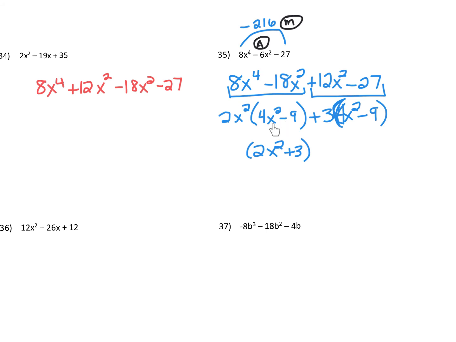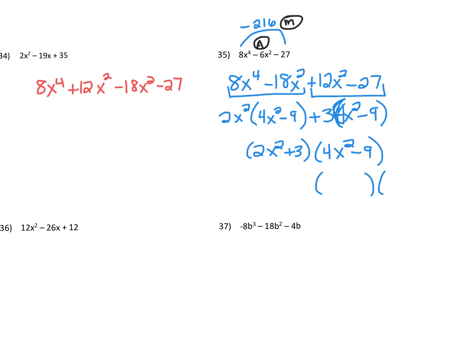And we are going to take our common binomial we see here, the common term in the parentheses, and rewrite that once and once only. Now, I don't know if you noticed, but in this case, look at this. We can factor further, and you always want to look for that. This is a difference of perfect squares. So we're going to factor this further.